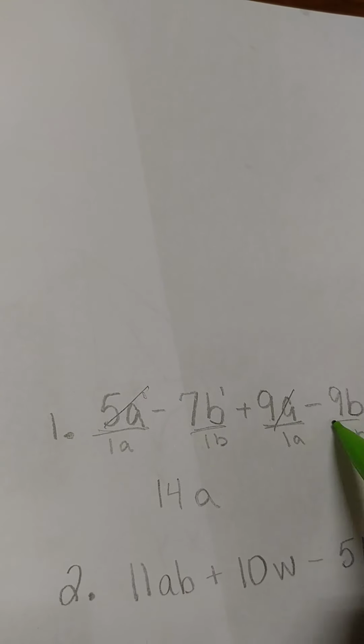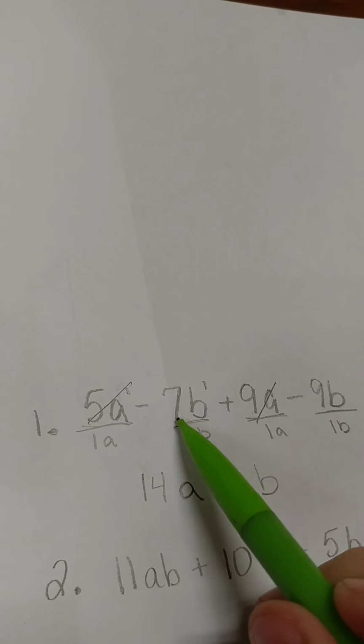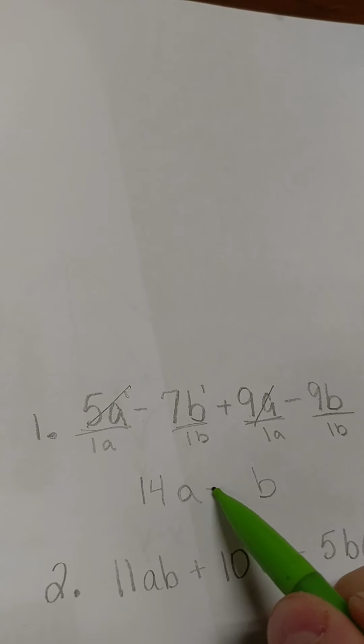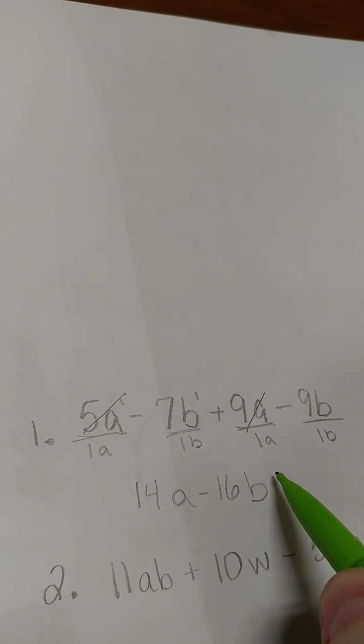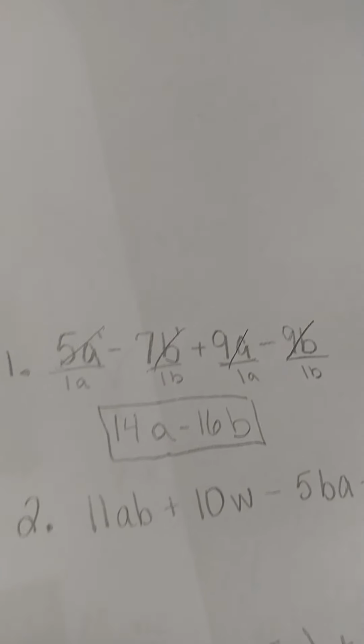Like, for example, this 5 and this 9 both have a 1a. You can do nothing to the a. Bring it down. All you are doing is adding the coefficients. And if you remember, the coefficient means the numbers up front. 9 plus 5 is 14. Now here, we mark these out because we dealt with them. Now let's look at the b. Both of these have a b, therefore they are like terms. A negative 7 and a negative 9 add together to be a negative 16. There's nothing else I can do with this problem. That is the simplest form of this problem.